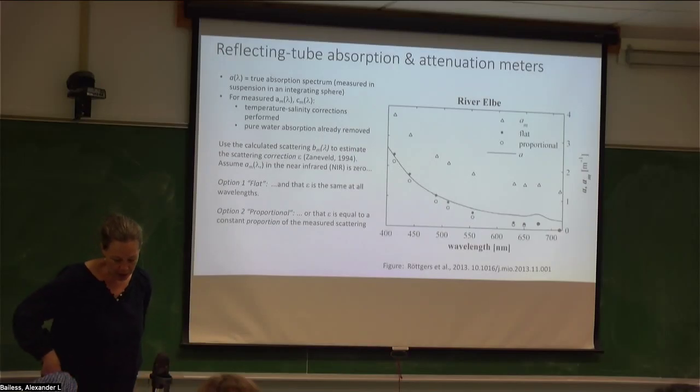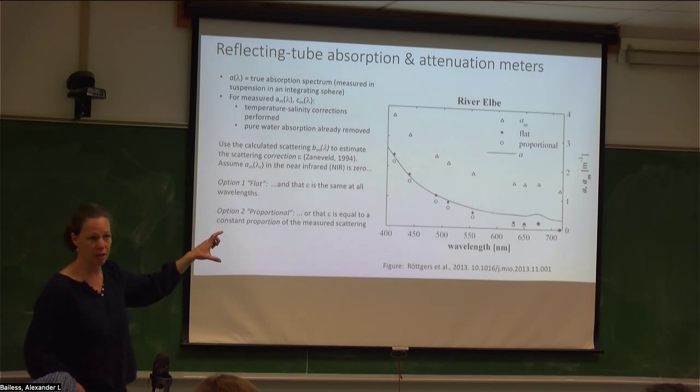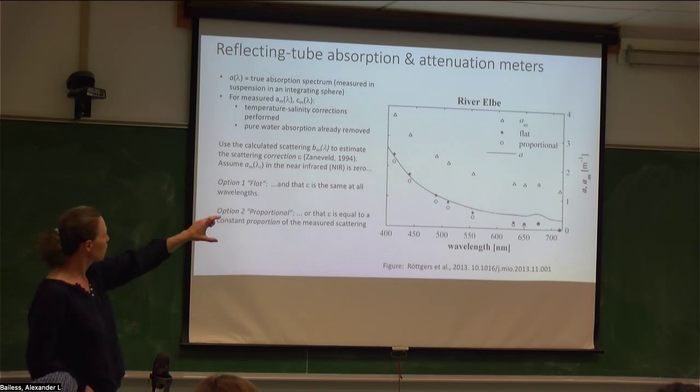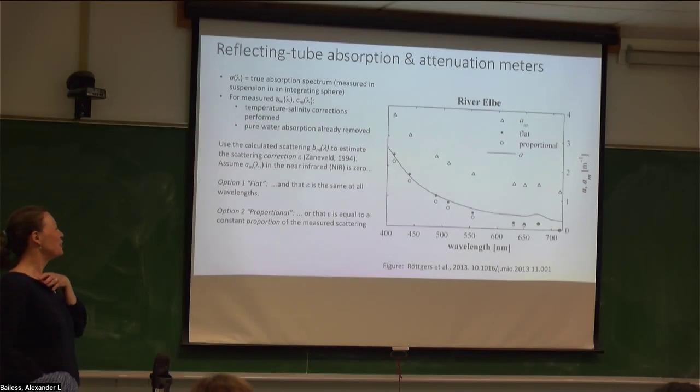Option 2 is to assume that the spectral correction that needs to be applied to the absorption is equal to a constant proportion of the measured scattering. So rather than just taking a single value, we take a proportion of the scattering off. And so then that's the open circles here. It's actually not an improvement at all in this system. This is in part due to the fact that absorption is non-zero, right, in this particular sample.